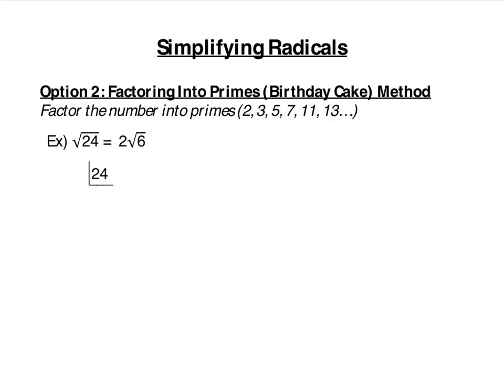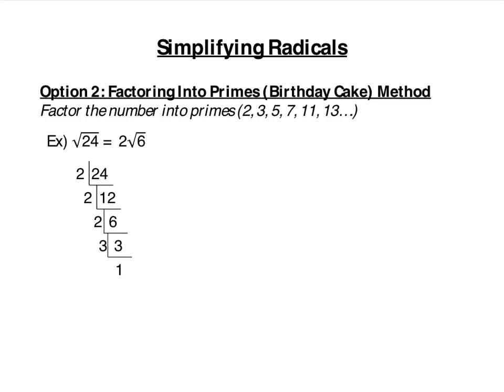Well, I know that the smallest prime that goes into 24 is 2, and 24 divided by 2 is going to be 12. And then I'm going to draw another division sign. So then the smallest prime that goes into 12 is also going to be 2. And 12 divided by 2 is 6. And then the smallest prime that goes into 6 is 2. And 6 divided by 2 is 3. And then the smallest prime that goes into 3 is 3 itself. So then 3 divided by 3 is 1. And that's when you know that you stop, once you get 1 on the bottom.